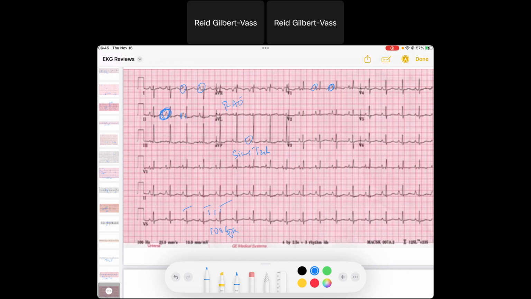We've also got some large R waves in V1, so maybe borderline RVH. That would make sense clinically, right? What would cause the right atrium to enlarge? Maybe the right ventricle being enlarged, and that would backflow blood into the right atrium. So a lot of times when you see right atrial enlargement, take a look at that right ventricle and see if it's hypertrophied. And I would say, yeah, we got a little bit of both. And so here we've got sinus tach with some right ventricular and right atrial changes.